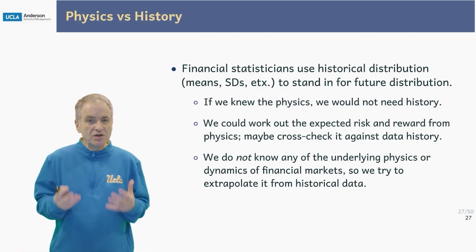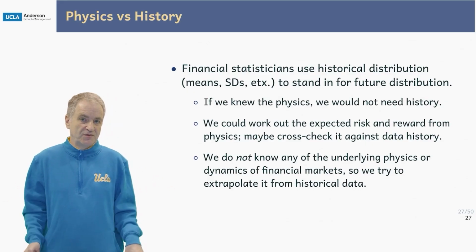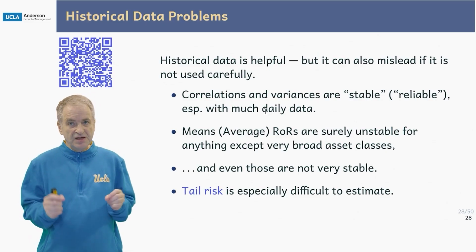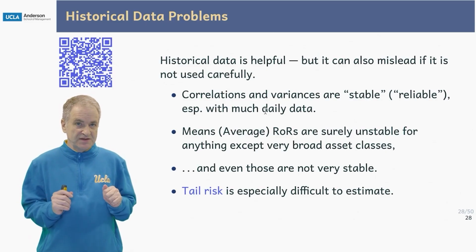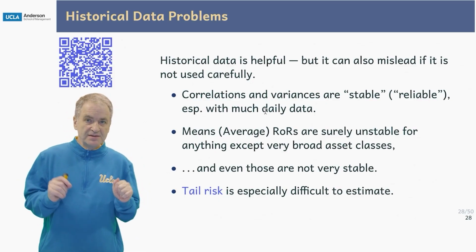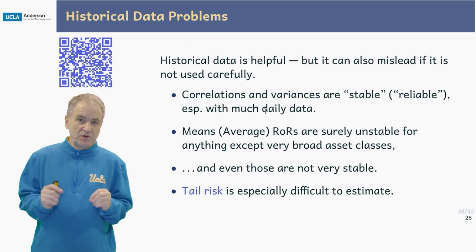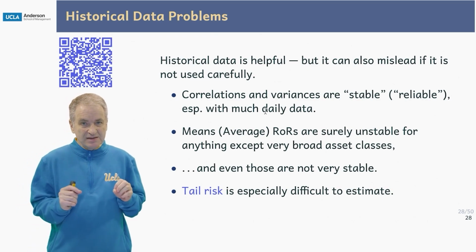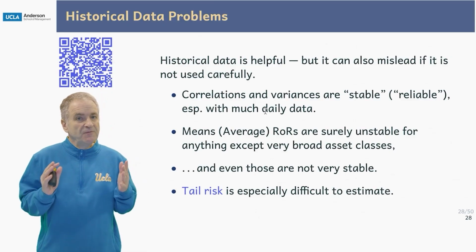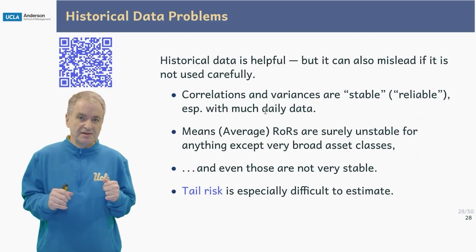And we really don't know the dynamics of the financial markets. So all we can do is extrapolate from historical data. This data is very useful. It's very helpful, but it can also mislead if it's not used carefully. So correlations, variances, standard deviations, they're quite stable. They're quite reliable, especially if you use daily data. The means, like the average rates of returns, are very, very unstable for anything except perhaps very broad asset classes.